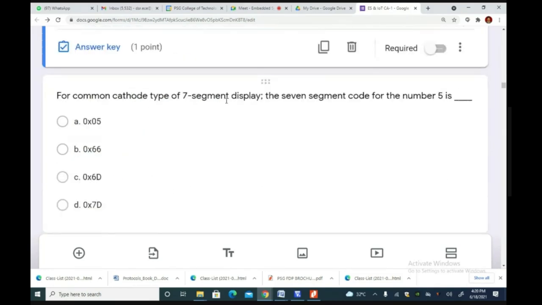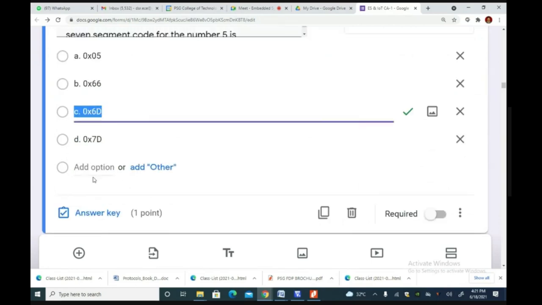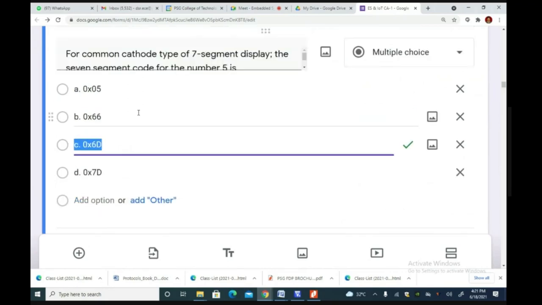For a common cathode type of 7-segment display, the 7-segment code for the number 5 is, if you put it in a table, 0x6d. 0x6d is the right answer. So if we give 0x6d to a common cathode 7-segment display, it will display 5. So the right answer is C.